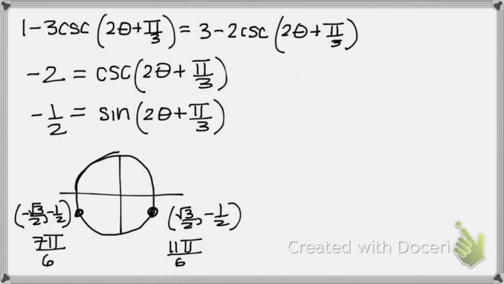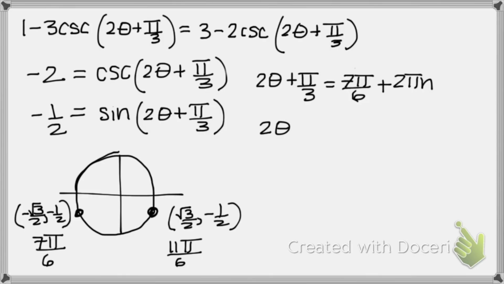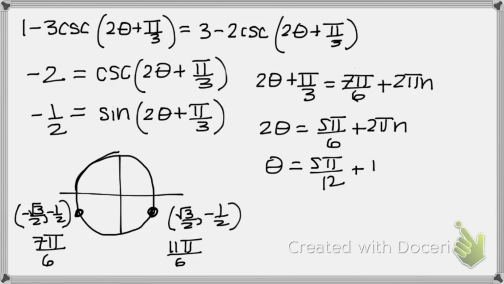So from there, I'm going to have 2 statements, right? 2 theta plus pi over 3 is equal to 7 pi over 6, and there's the plus 2 pi n. And then if I solve for theta, I get 2 theta is equal to 7 pi over 6 minus pi over 3 is 5 pi over 6. You can work that out if you need to. Plus 2 pi n, and then divide by the 2 or multiply by 1/2, however you want to think of that. I get 5 pi over 12 plus pi n when I divide by 2.